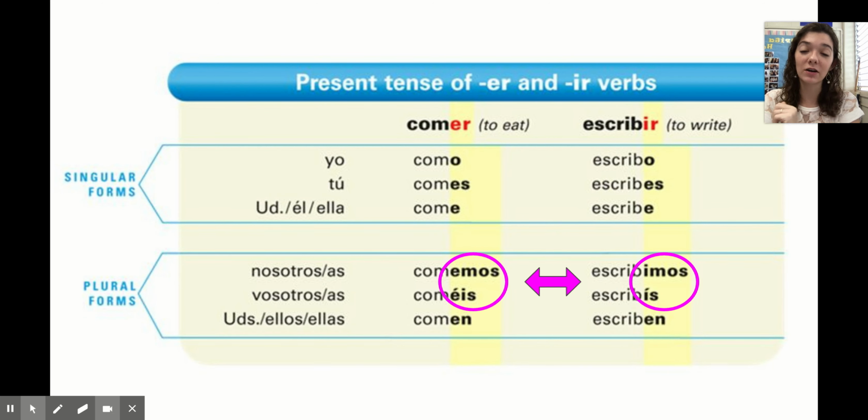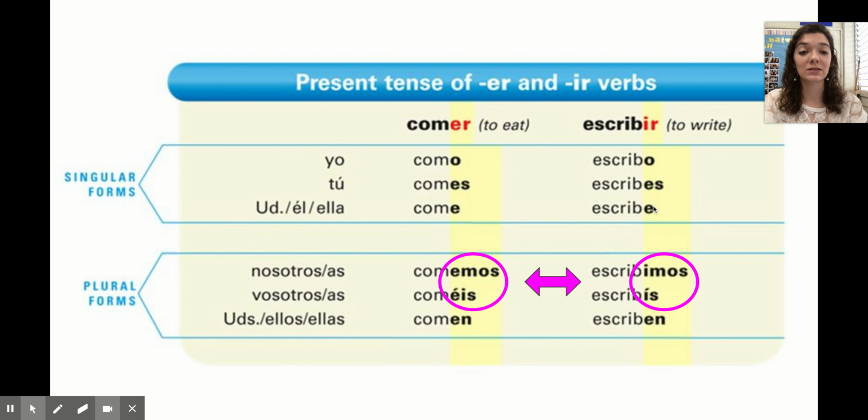You don't need to write this down, guys, but this is the reason why I bolded emos and is, because ER and IR endings are almost exactly the same. They're almost exactly the same with the exception of the nosotros and the vosotros forms. We got an emos for comer, an ER verb, and we got an emos for an IR verb. We got an és, accent on the E, for ER verbs, and we got an ís for our IR verbs. So be careful with those two. The rest of them are the same though.